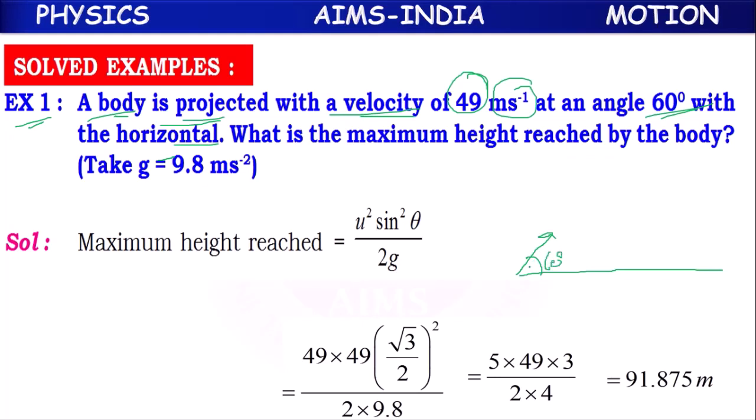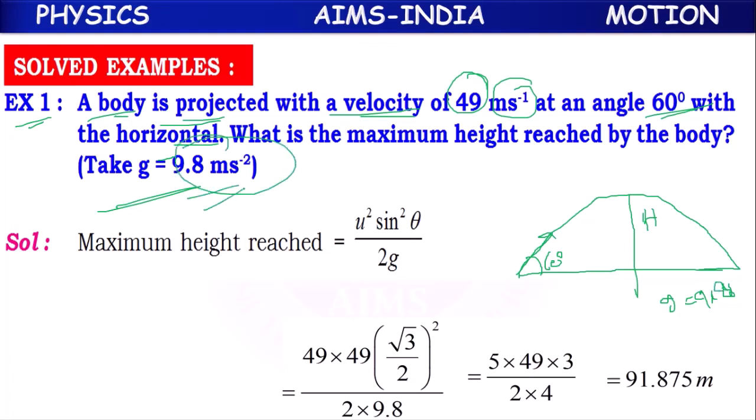So its path will be like a parabola. Now the question is, what is the maximum height h max reached by the body? So we have to take g, acceleration due to gravity. In this case, we have to take it as 9.8 meter per second square. So what is the maximum height?